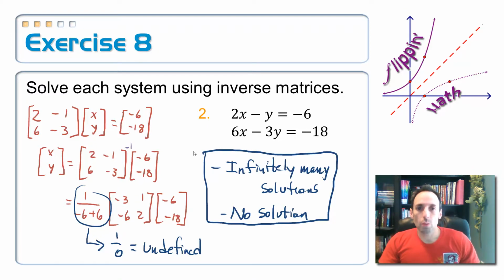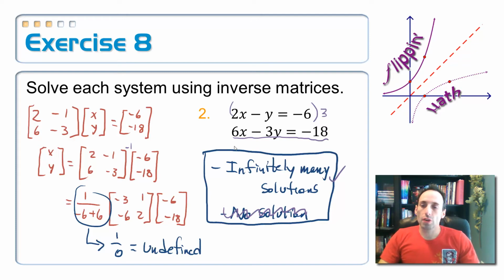Now further from that, what we could do is look back at the original set of equations. The bottom equation is the same thing as the top equation, just multiplied by 3. If you multiply everything by 3, you get the exact same thing as the bottom equation, which means that they're the same equation and it's infinitely many solutions and not no solution. All right, so that concludes solving a system of equations in 2 variables using an inverse matrix. Now we're going to move on to 3.